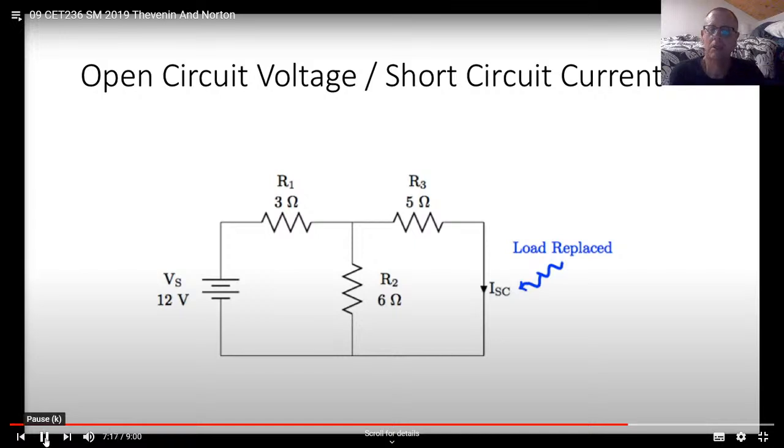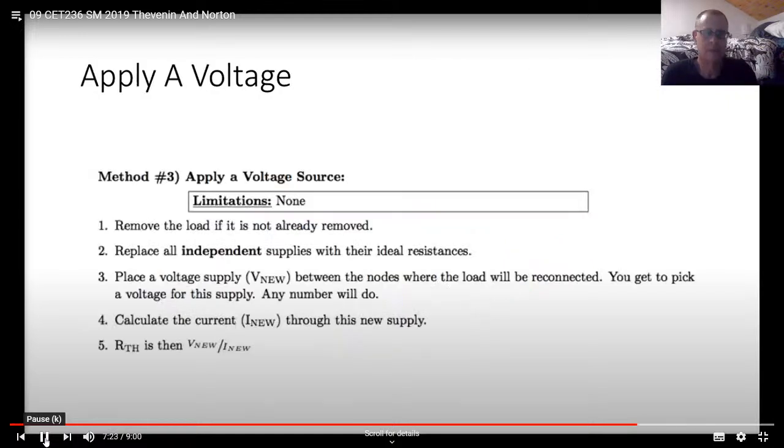And then a current divider approach to find out what the short circuit current is. The third technique you can use is to apply a voltage source. And here we remove the load again, as with all these techniques.